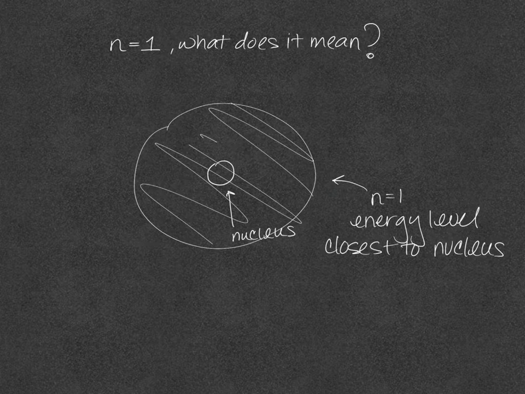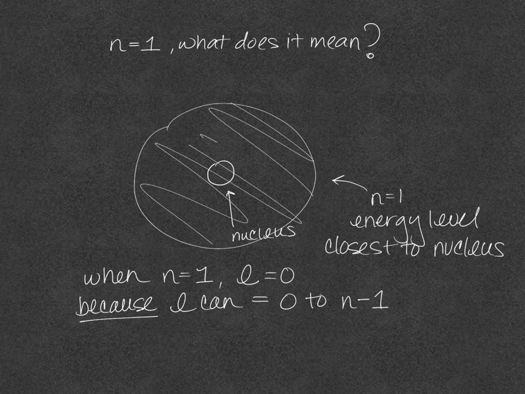Now, what does L and m sub L and all these other different quantum numbers mean? Well, when n equals 1, L, or the angular momentum quantum number, equals 0. This is because, and if you want a reference as to why, refer to the previous slide, L can equal everything 0 to n minus 1. Yes, everything. That means all the different shapes of orbitals, or all the different sublevels that are in the first energy level is just 0. What this tells you is that there's only one type of orbital shape in the first energy level.